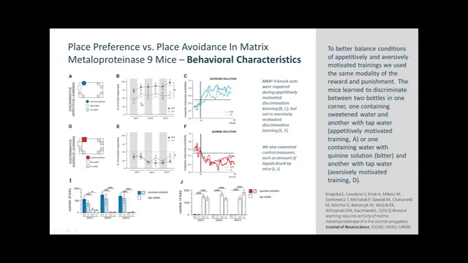We also decided to calculate another measure, more memory-based, because in our design, mice could perform more than 1 nose poke during every visit. We decided to count only the first nose pokes during every visit as correct or incorrect. So it's more memory-based. And again, we had some impairment in MMP9 knockout mice in the appetitively motivated task, but not in the aversively motivated task.